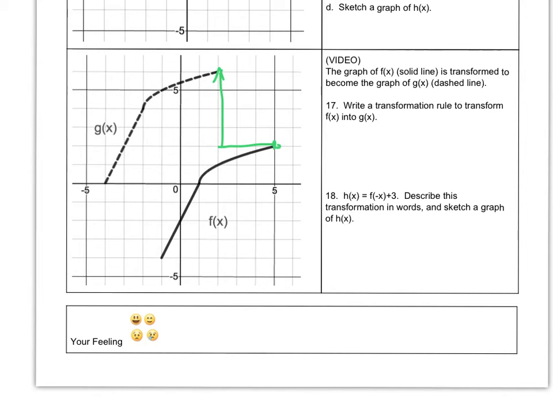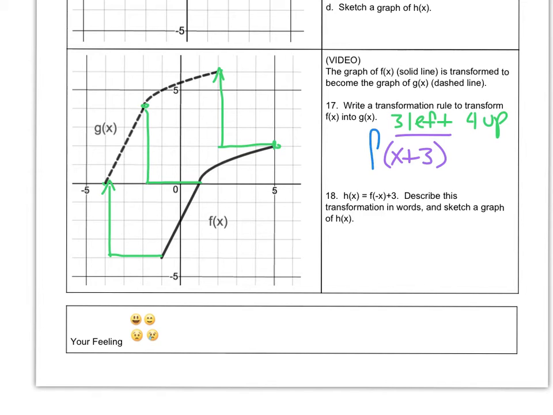So 3 left and 4 up. Just to make sure, I'll check the other endpoint: 3 and 4. Nice. And if I check that middle point, 3 and 4. So all three of these are the same. That's just me being a little bit careful with this. So I know I need this to be 3 left. That would mean in parentheses I'm going to have x plus 3. We know this is going to be an f of x function. And then for 4 up, that's going to be plus 4 at the end. At this point, you're done.